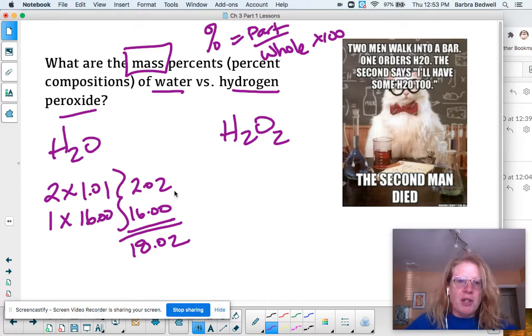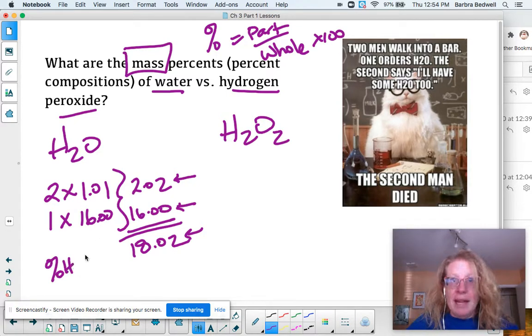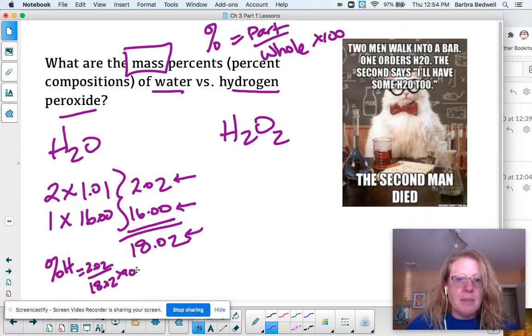So we've got our 2 parts. One of our parts is the hydrogen part, and one is the oxygen part, and then we have our whole, which is the combined mass of the 2 of them. So if I want to figure out the mass percent of water, I would look at, well, what's the mass percent of hydrogen in water? And I would literally do 2.02 divided by 18.02. So if I want to know the percent of hydrogen, that's the part that we are doing, it's 2.02 divided by 18.02 times 100.